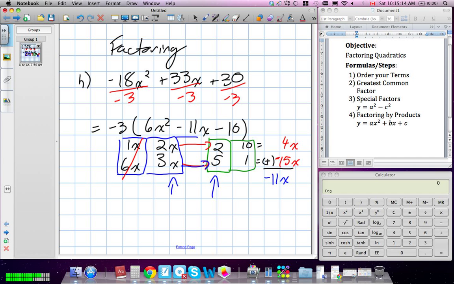Now I got to double check. I want to make sure that this does make sense. These were my factors of negative 10, right? Remember, we didn't really talk about the negative before. I just wanted the absolute value of 10, the factors of 10. What is positive 2 times negative 5?